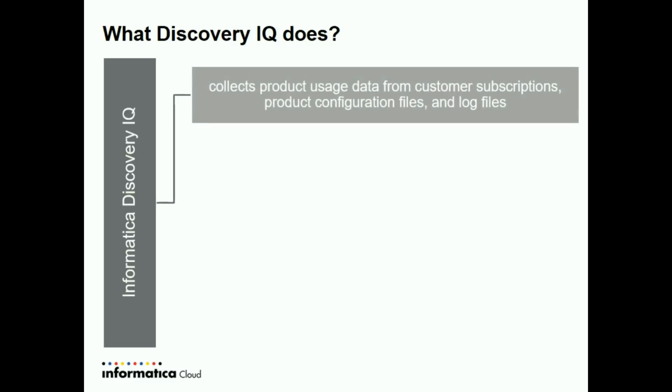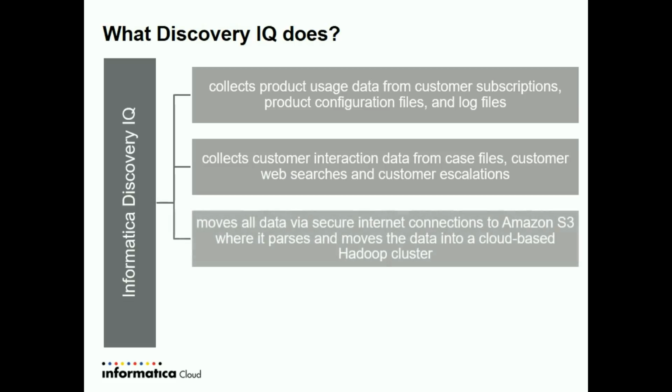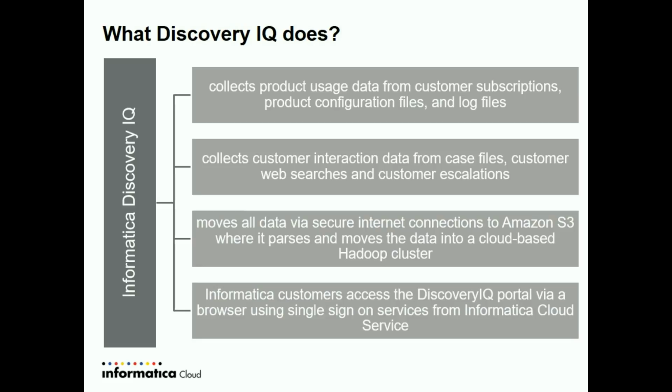Informatica DiscoveryIQ collects product usage data from customer subscriptions, product configuration files, and log files. It also collects customer interaction data from case files, customer web searches, and customer escalations. It moves all this data via secure net connections to Amazon S3, where it parses and moves the data into a cloud-based Hadoop cluster. Informatica customers access the DiscoveryIQ portal via a browser using single sign-on services from Informatica's cloud product, which is Informatica Cloud Service.